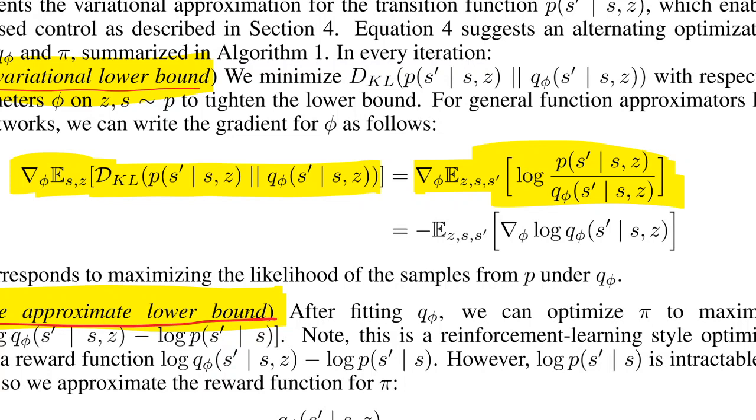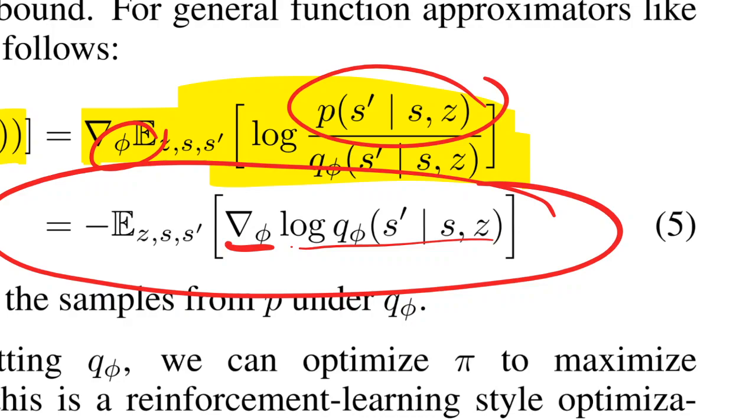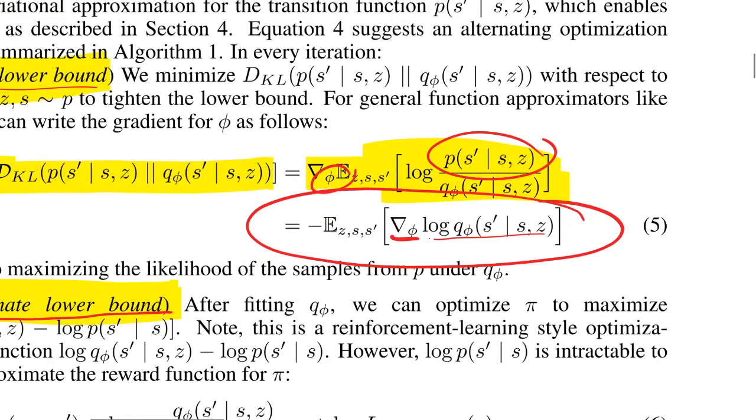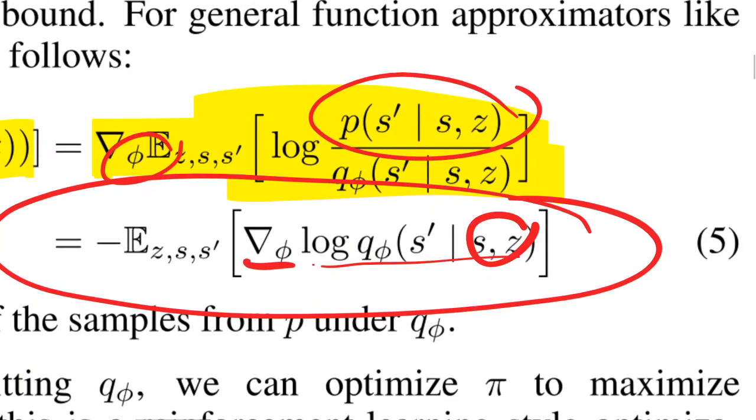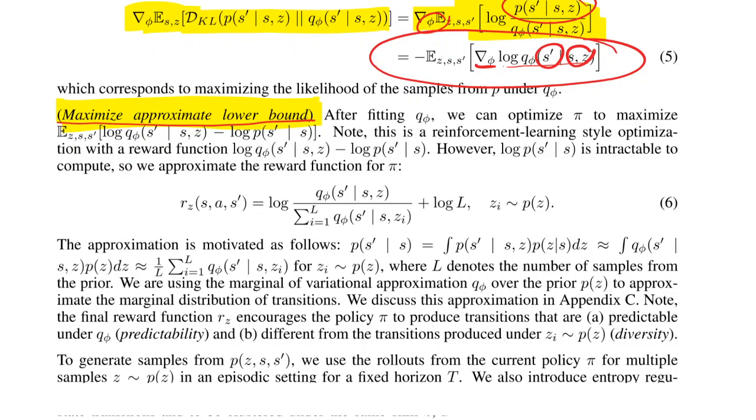And then since I can do this reverse, so log A over B is log A minus log B. And since the world doesn't depend on the parameters of my model, this will simply give me this thing right here, which is the gradient of the log probability, basically, of my neural network. And this can be just optimized straightforward. This is a neural network, optimize it with gradient descent. These are the inputs, this is the output. Now, okay, this is all probability distributions, but ultimately you can do it pretty straightforward, okay? So it corresponds to maximizing the likelihood of the samples from P under Q.